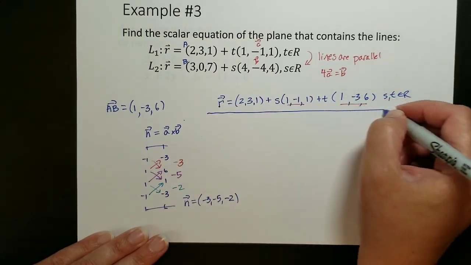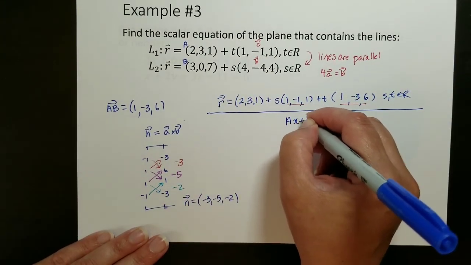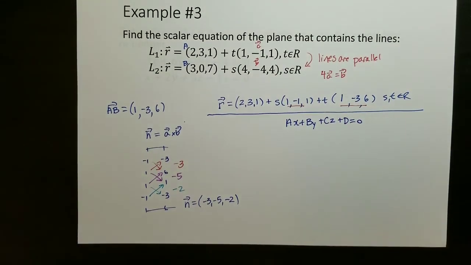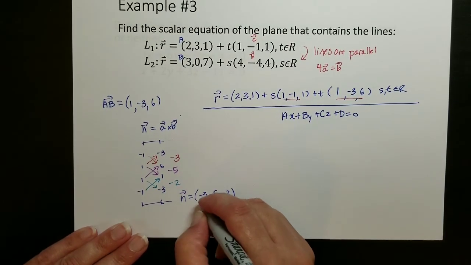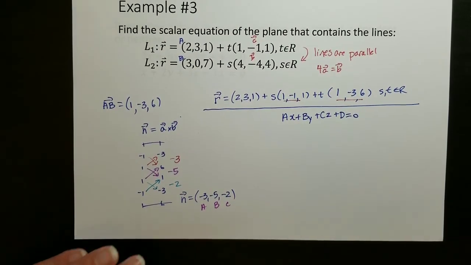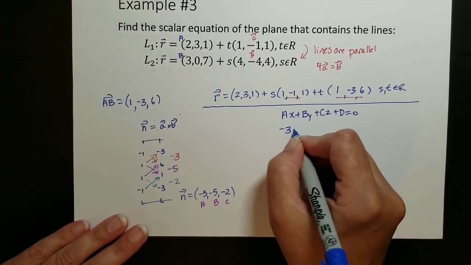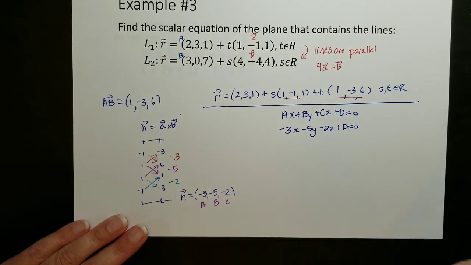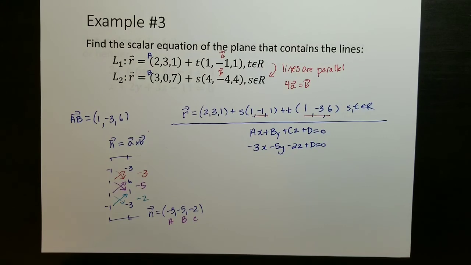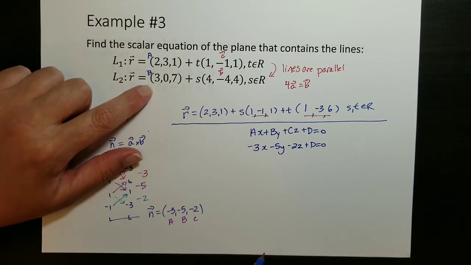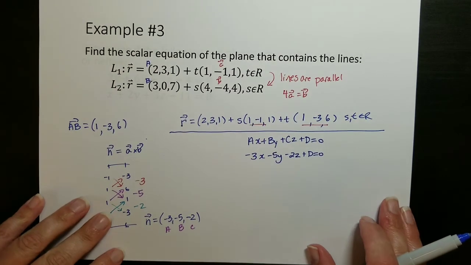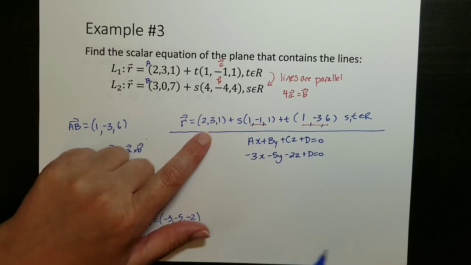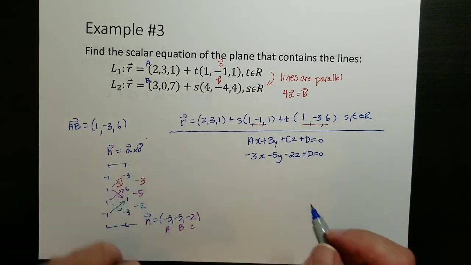So my Cartesian equation, we start out with ax plus by plus cz plus d equals 0. And I know that my normal, the components of the normal, are the a, b, and c. So I have negative 3x minus 5y minus 2z plus d equals 0. And then I need to choose one point. You can choose either point because you know that those are both on this plane. Typically, you would choose the one point that you had already in your vector equation. So I'm just going to choose 2, 3, 1 as my x, y, and z.